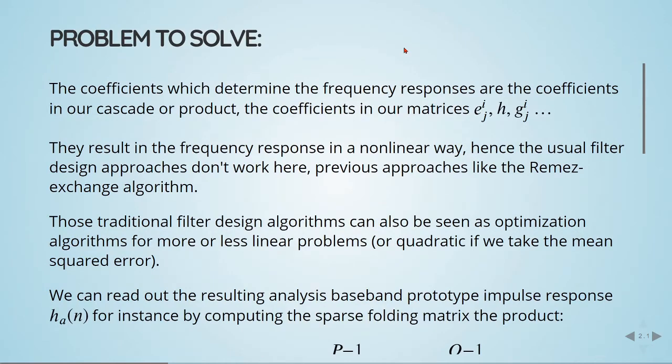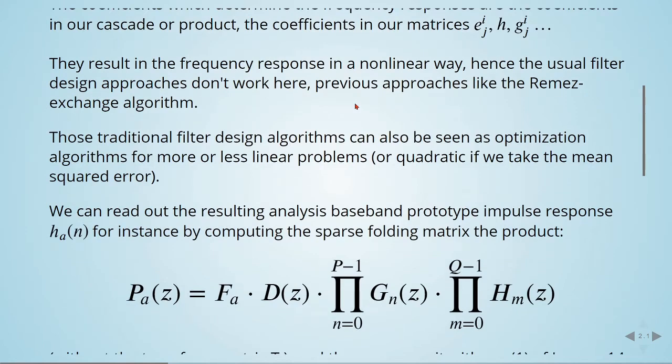So what's the problem to solve? The coefficients which determine the frequency response are the coefficients in our cascade or our product, the coefficients in our matrices. They result in the frequency response in a nonlinear way, hence the usual filter design approaches don't work here, like the Remez exchange algorithm, for example. Those traditional filter design methods or algorithms can also be seen as optimization algorithms for more or less linear problems, or maybe quadratic if we take the mean squared error.